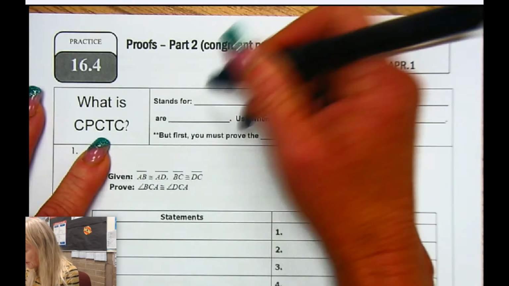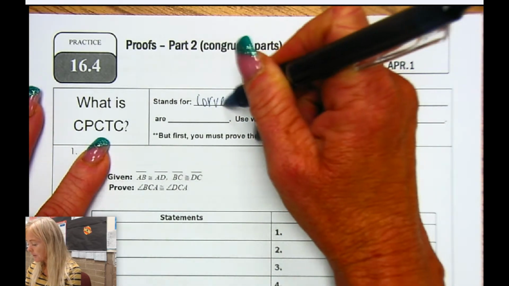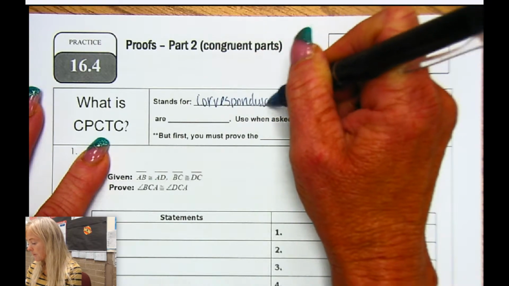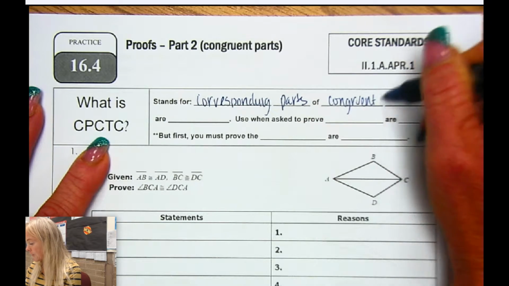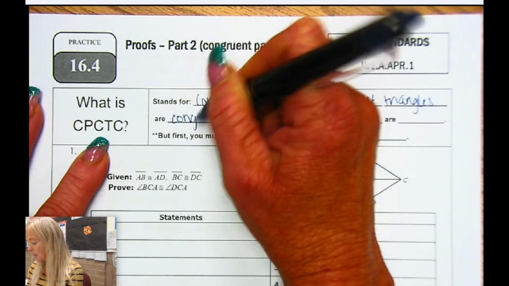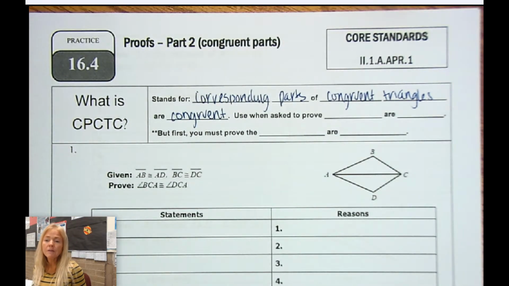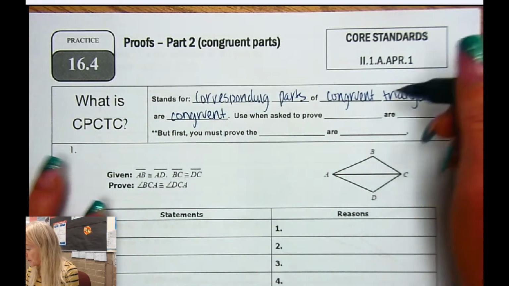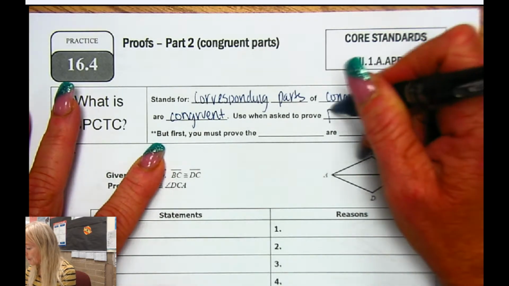So CPCTC stands for, and we've already talked about this before, if I remember right, corresponding parts of congruent triangles are congruent. That's what that means. And that's pretty cool. If corresponding parts of the congruent triangles are congruent, then we can use that when we're asked to prove that parts are congruent. So any type of parts.